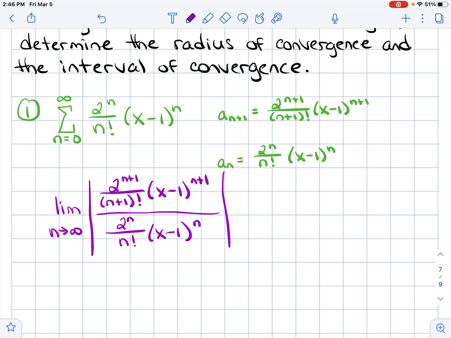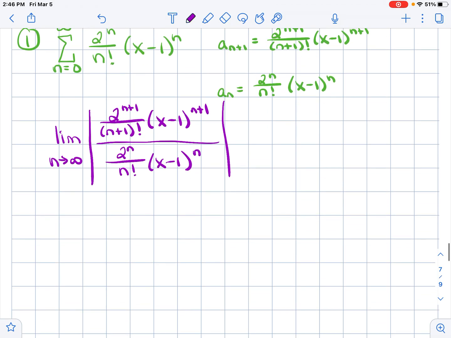All right, so here comes the algebra. We need to do some division here. So first things first, in the numerator, I can't lose my limit. Don't lose your limit as we go. I'm not going to have enough room, so I'm going down to the next line. Okay, I'm going to rewrite the numerator as 2 to the n times 2 to the first.